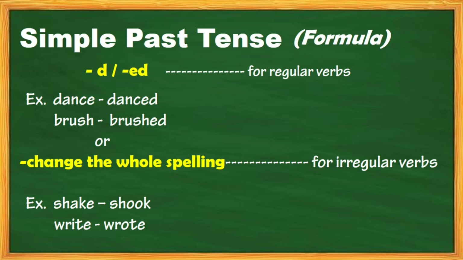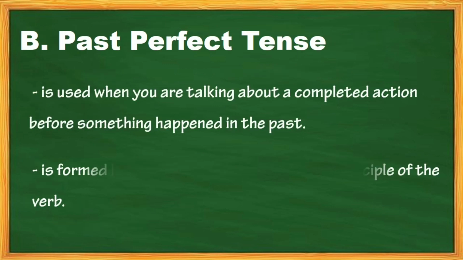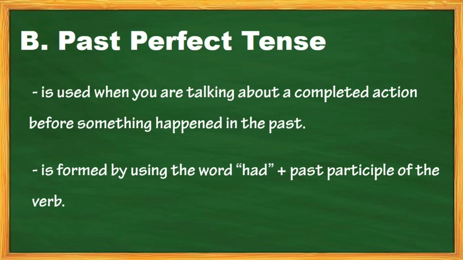At this point, let's discuss past perfect tense. Past perfect tense is used when you are talking about a completed action before something happened in the past, meaning to say, the first action was completed first before another past action followed. Past perfect tense is formed by writing the word had plus the past participle of the verb. Examples are had written, had arrived, had eaten, etc.